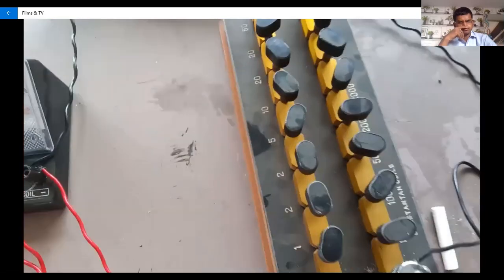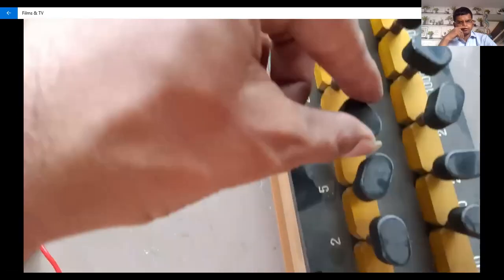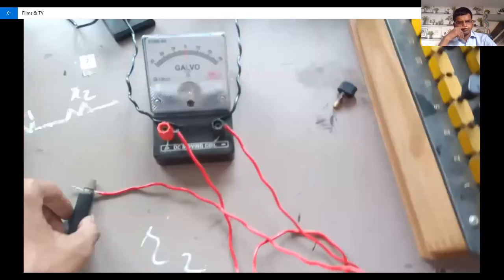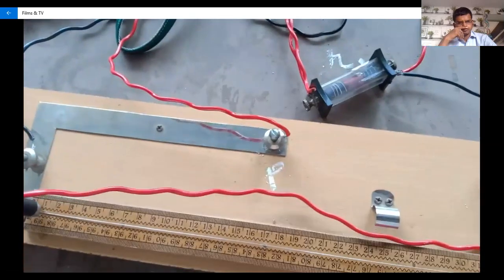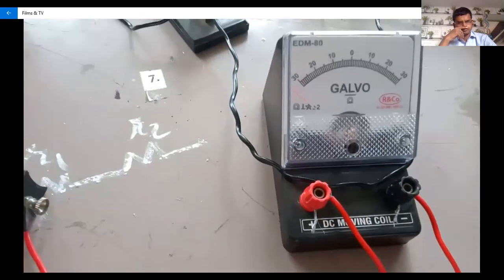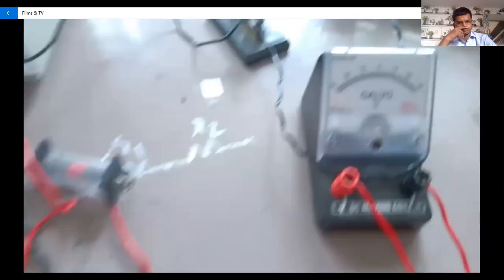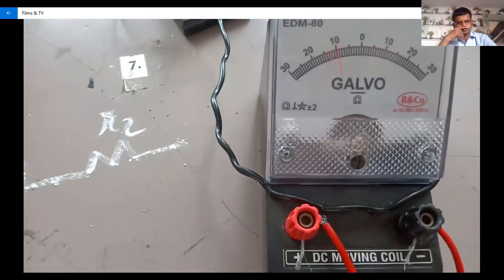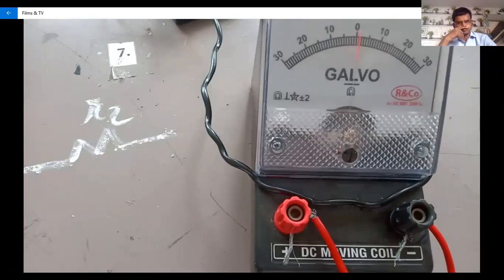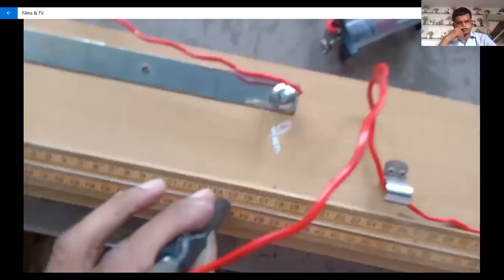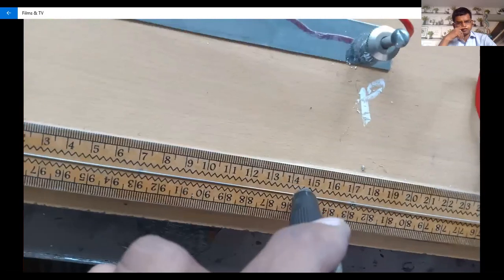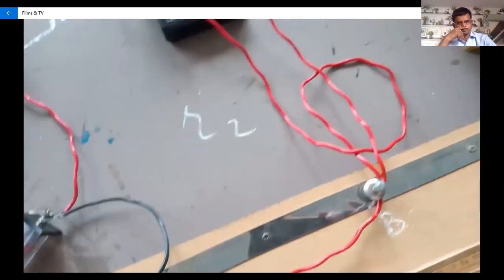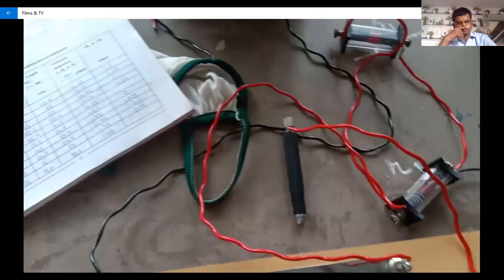So from the R box we remove the value 10, and we close the remaining key. Again the jockey key is put on point A, and again you find the galvanometer on the left side. After we move the jockey key on the wire, at that time we see the galvanometer coming to 0. Now we note down the point from this scale. It is 14.5. So the first value we found is 14.5.